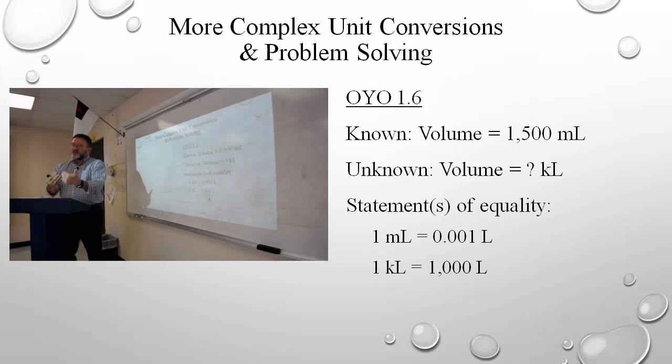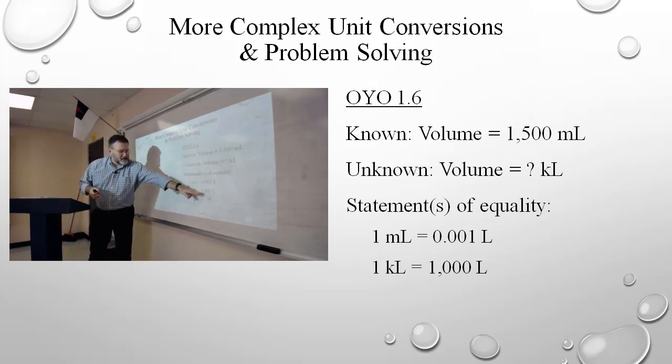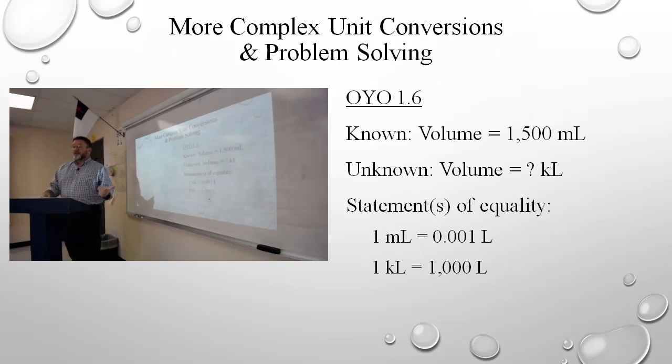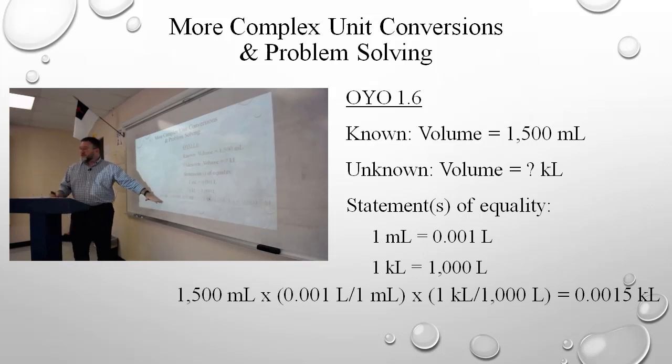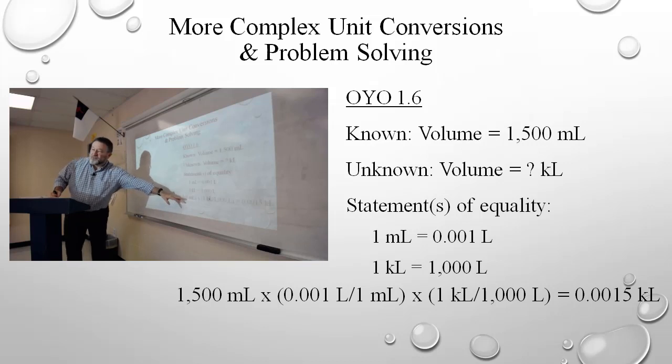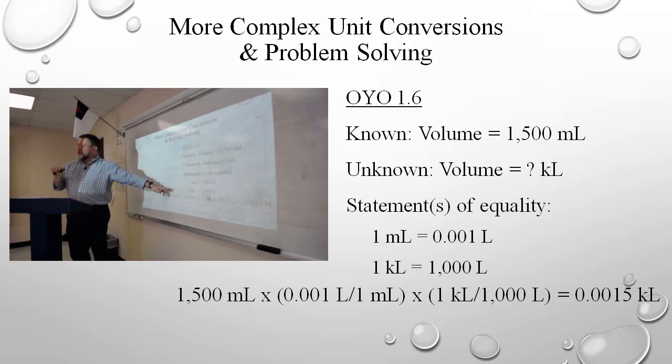So see, if I daisy chain these things, I start with milliliters, and this will help me get from milliliters to liters, and then this will get me from liters to kiloliters. Now I can translate from milliliters to kiloliters by using those 2 statements of equality. So what does that look like? Well, my known was 1,500 milliliters. I'm going to take my 1,500 milliliters and translate it into liters by using this statement of equality with liters over milliliters. Remember, I want what I'm trying to get rid of in the denominator, and the numerator is going to have the units that are in my intermediary units. So this takes it from milliliters to liters.